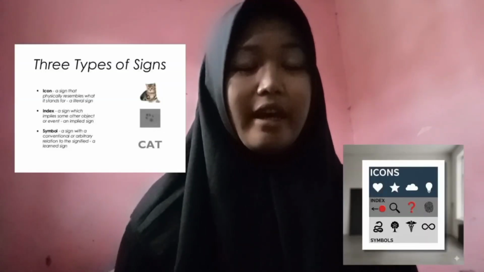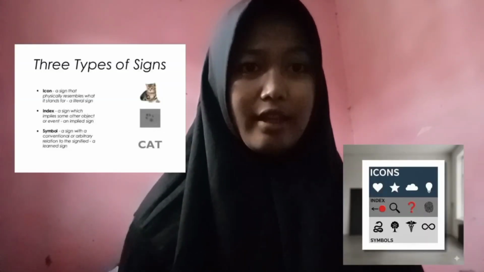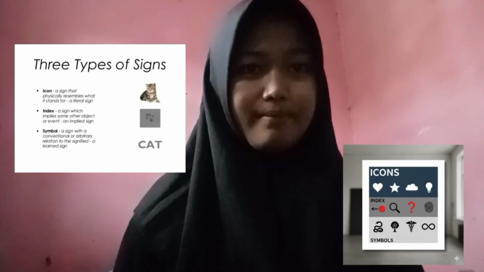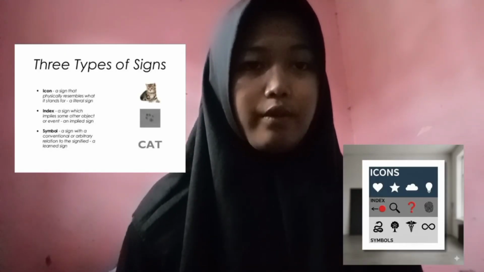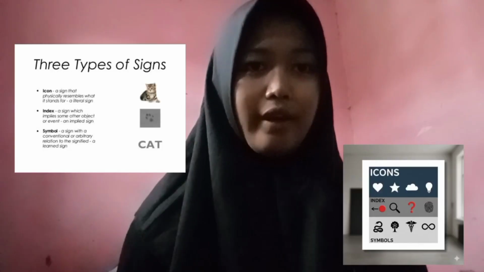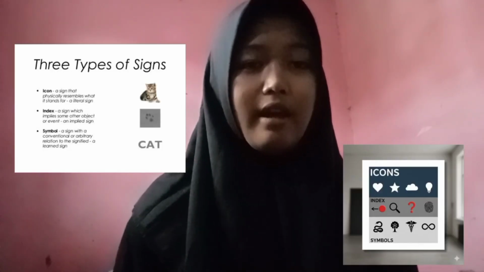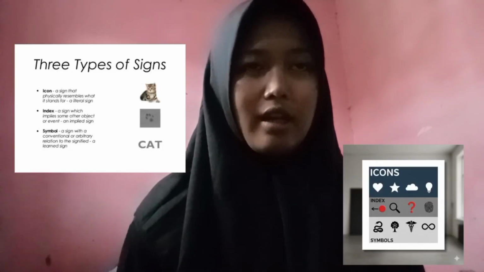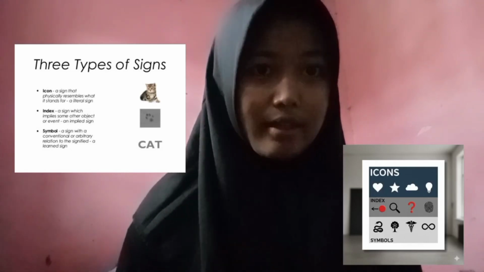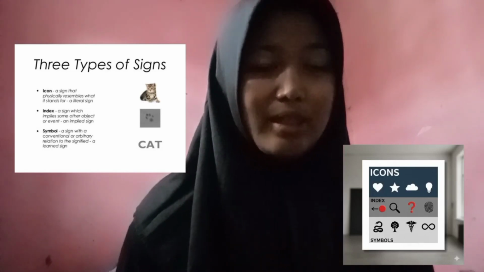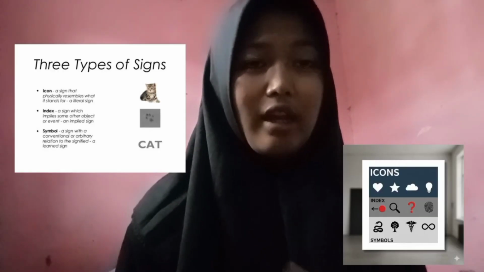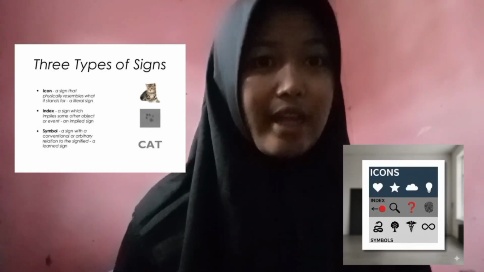Today, I want to explain about three types of sign based on Charles Sanders Peirce. The first is icon, the second is index, and the third is symbol. The first, an icon, has meaning because it looks similar to the object it represents. The second, an index, works through a direct connection, showing that something is happening. And the third, a symbol, gets its meaning from social agreement. By looking at the differences between these three types of sign, we can understand how signs work in everyday life.